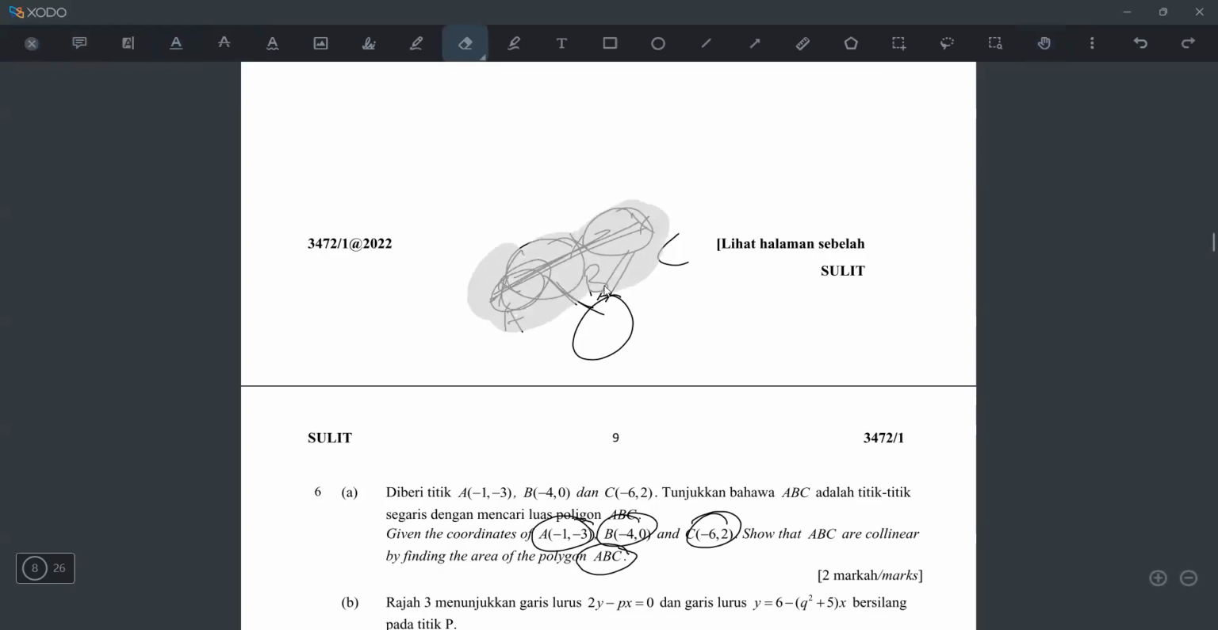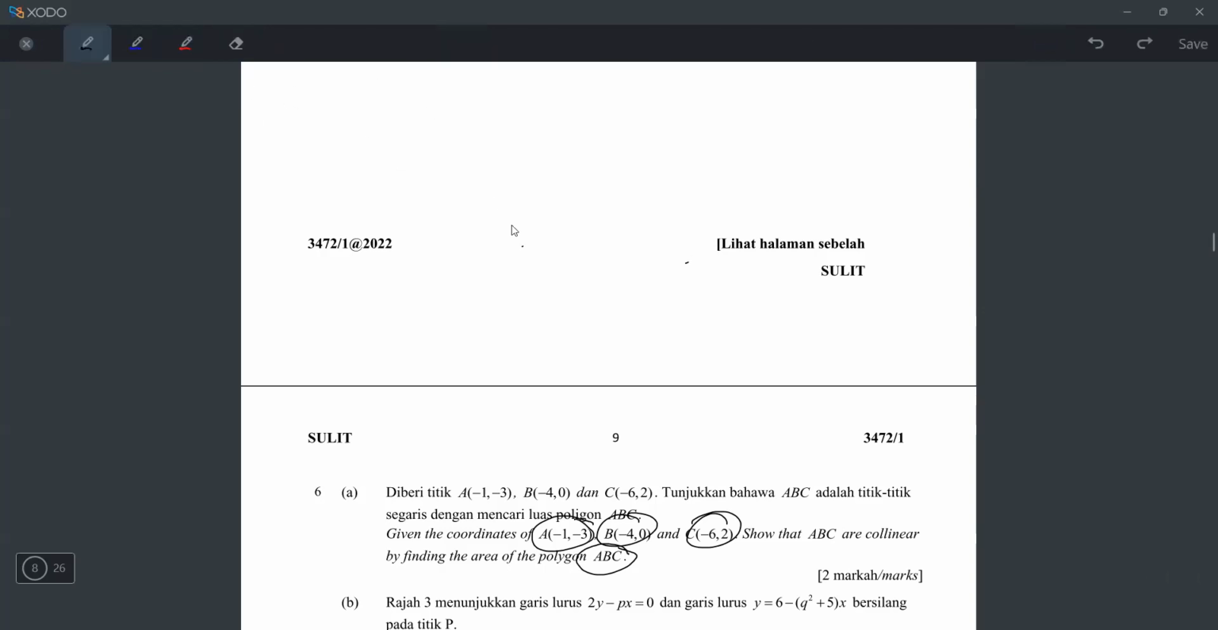So how can I show it using area? It means the area will be 0. Let's say my points A, B, and C are not collinear. What do I mean by not collinear? It means when I join these 3 points, I will get a triangle, right? But if they are collinear, when I join these points, I will not get a triangle. I will just get a straight line.